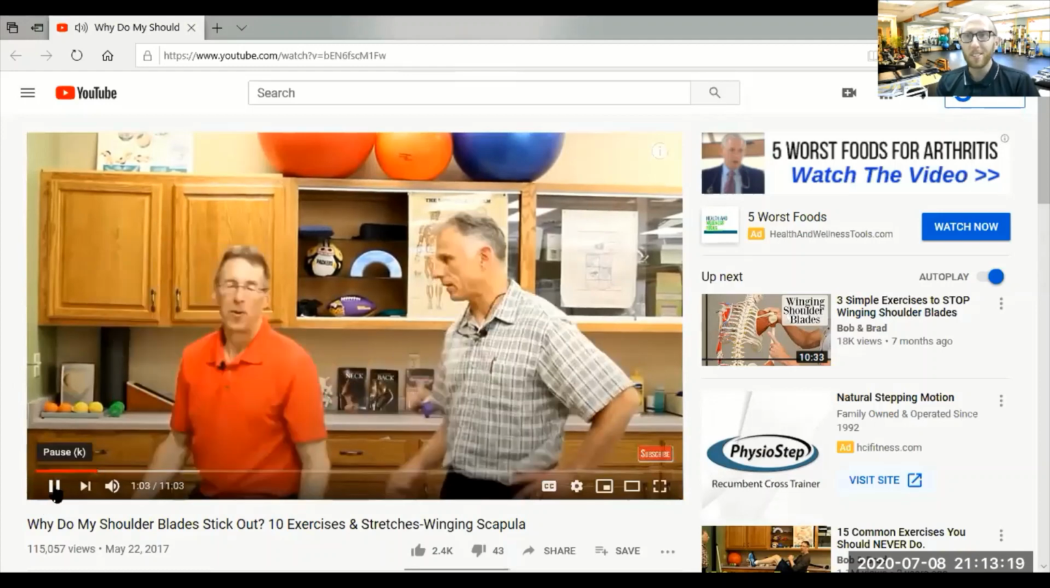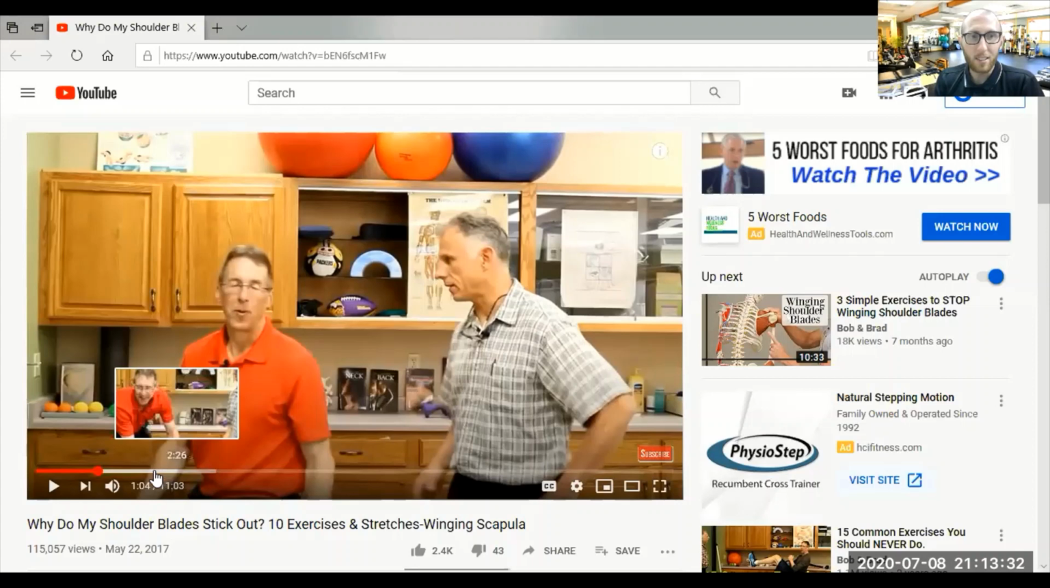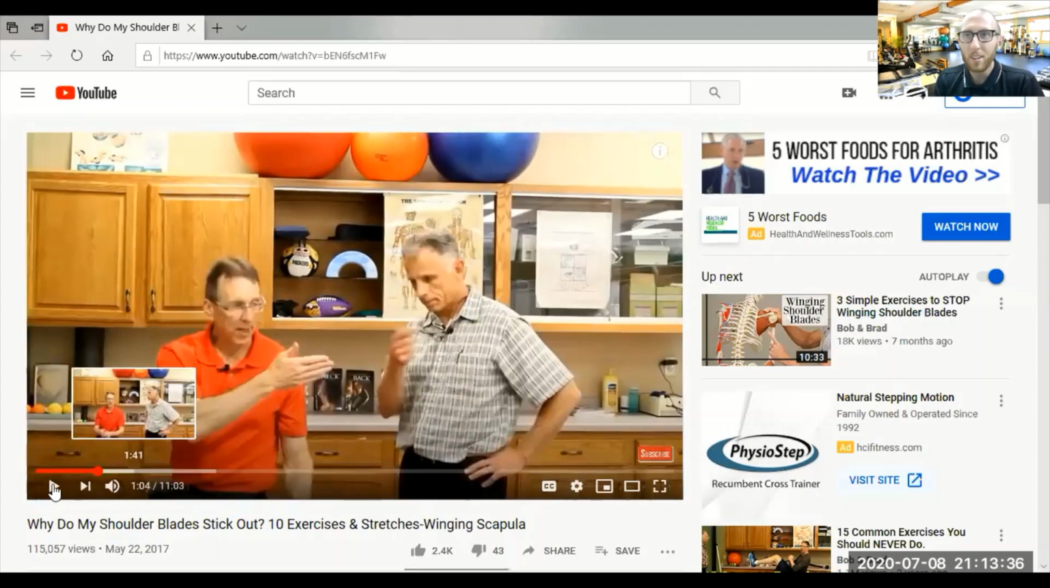Exactly. So notice he said long thoracic nerve. He said serratus anterior. He gave the function. You've got to know this anatomy if you want to be a physical therapist for sure. So let's skip on forward to where they start to show what this is.